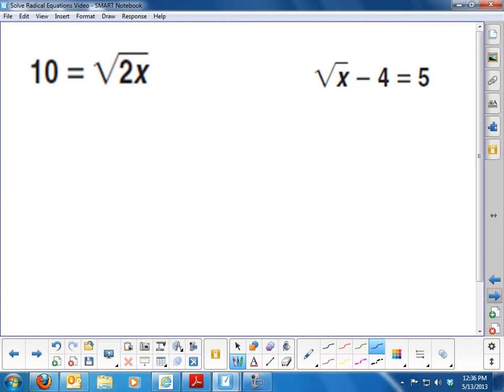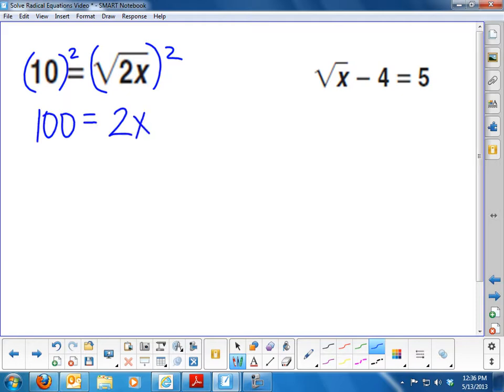So I want you to ask yourself, how do you get rid of the square root symbol? What's the opposite of the square root? Squaring something. So I'm going to square both sides of my equation so that I can get rid of the square root sign. 10 squared is 100. So 100 is equal to 2x. Okay, the square and the square root cancel each other. So now this is just a one-step equation that we are solving for x. Divide each side by 2 and get x equals 50.